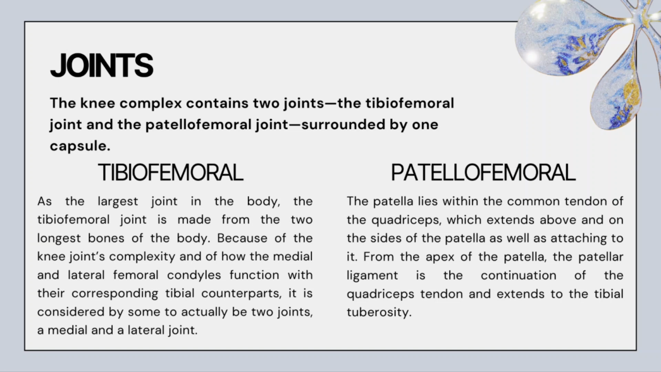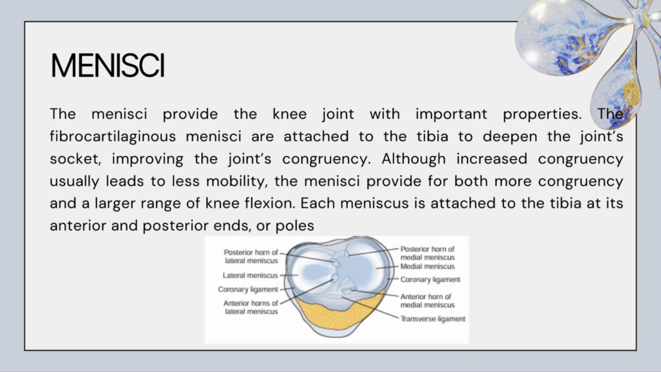So from the apex of the patella, the patellar ligament is the continuation of the quadriceps tendon and extends to the tibial tuberosity. The menisci provide the knee joint with important properties. Fibrocartilaginous menisci are attached to the tibia to deepen the joint socket, improving the joint's congruency, although increased congruency usually leads to less mobility.